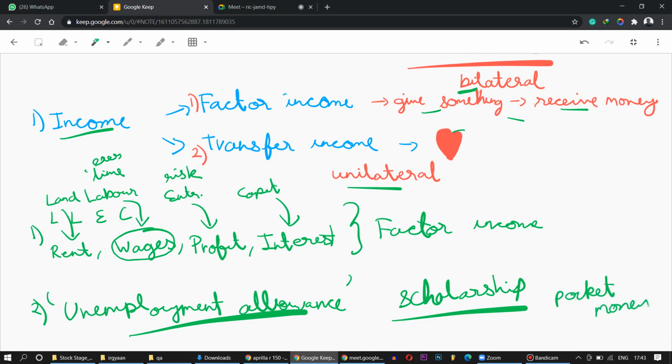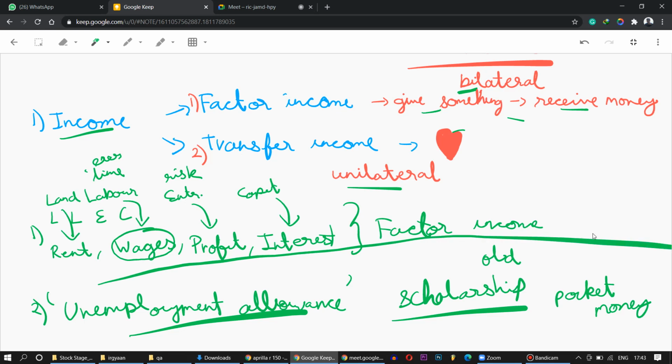Pocket money given by the government. Easy. That is unilateral. The government will simply give you money for existing in some countries. Like in Sweden, you get money for going to school and getting educated. If you get an A grade, you get money and such. And one more thing will be old age pension. Old age pension is also a transfer income because anyone over the age of 60 can register with the government and they will get old age pension.